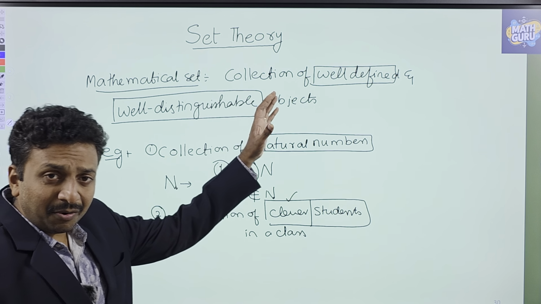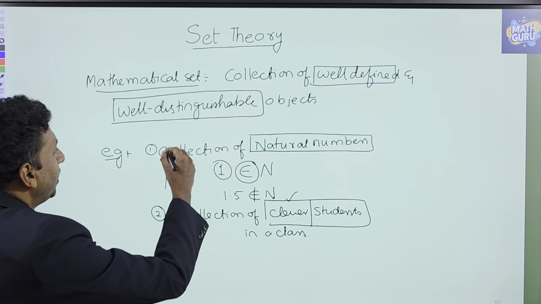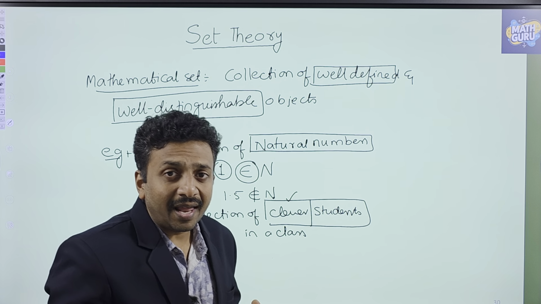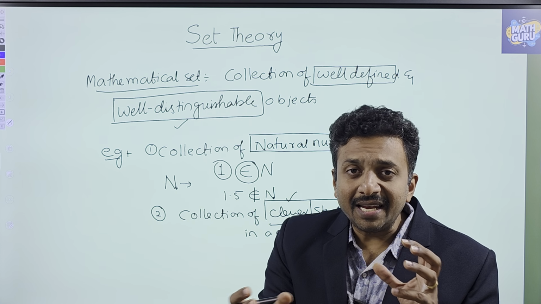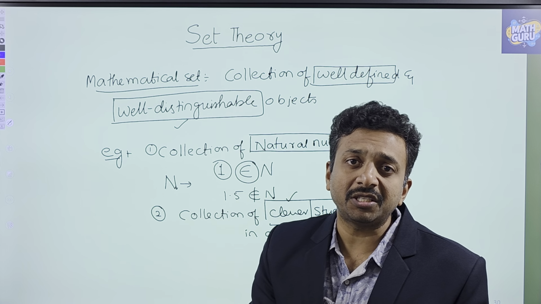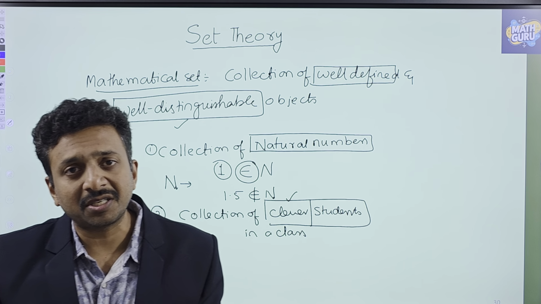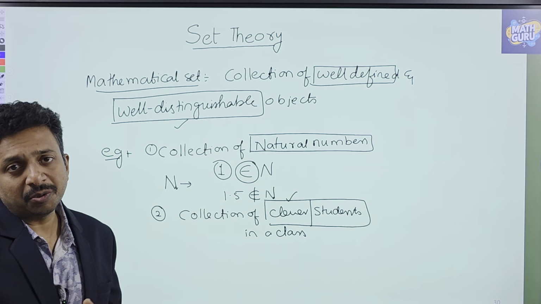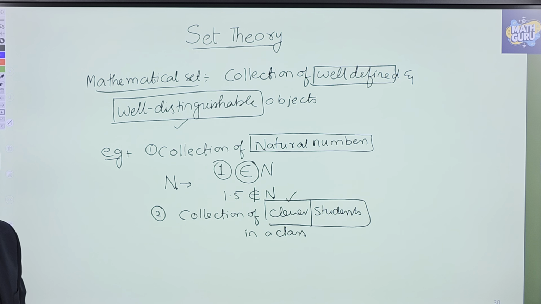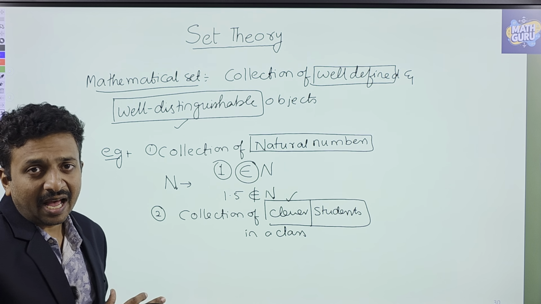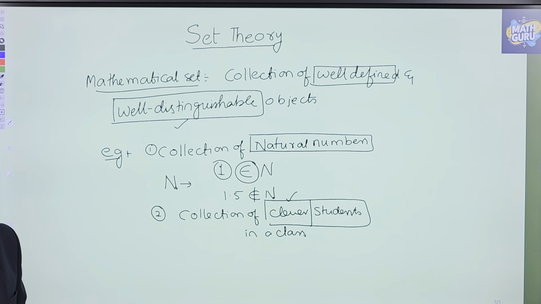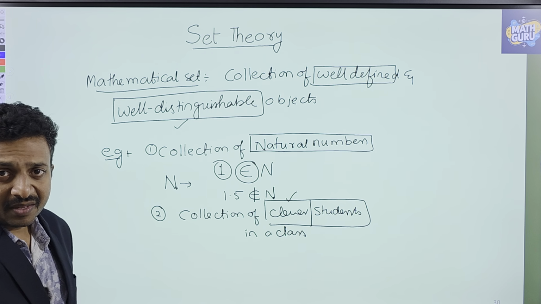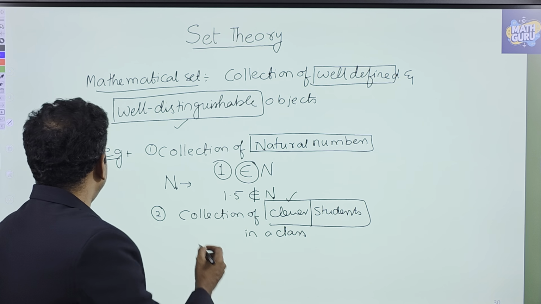I think you have understood what well defined is. The second attribute of the objects of a set is that they have to be well distinguishable. That means if you take any two objects in the set, they should be distinguishable from each other. For example, 1 belongs to natural numbers and 2 belongs to natural numbers, and 1 is not the same as 2. So the objects have to be well distinguishable and well defined. Once these two criteria are met, that collection is called a set. The objects which belong to the set are the elements of the set.